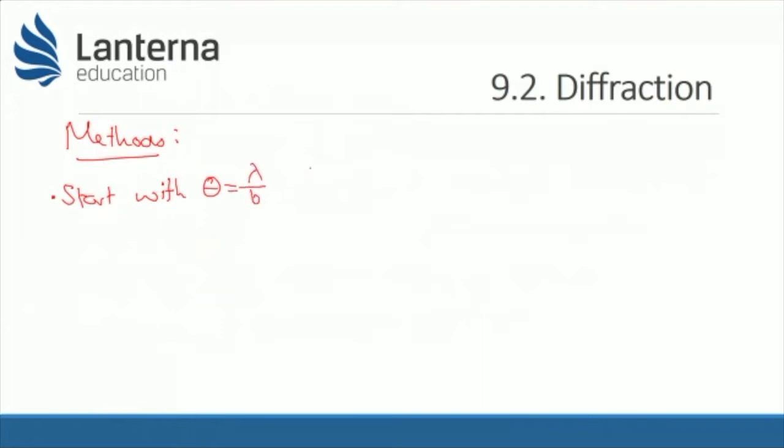Okay, now things to be careful of, let's star them. Lambda will often be in nanometers. b will often be in millimeters. And as always, we want both of these to be converted to meters.